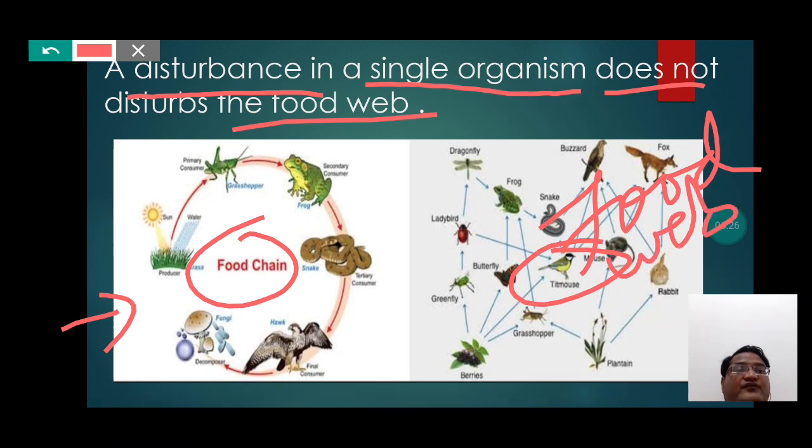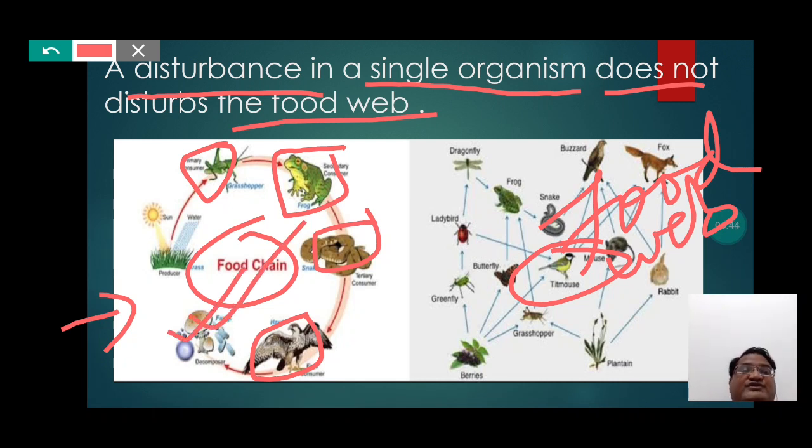So students, if you remove one of the trophic levels like the frog or cricket or even the snake or even the eagle, the removal of a single trophic level will disturb the whole food chain. But students, this is not true in the food web.